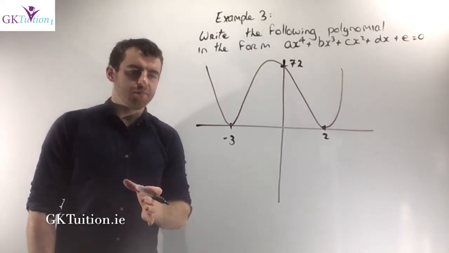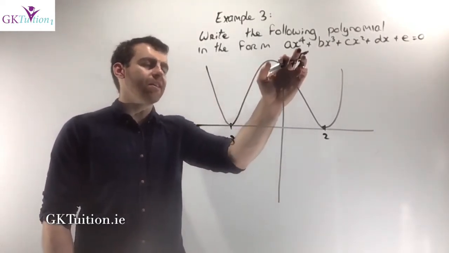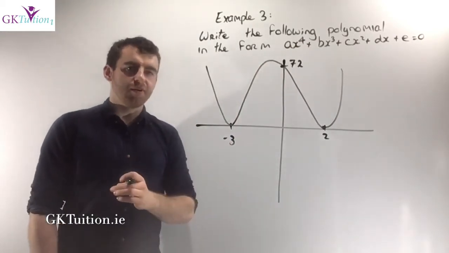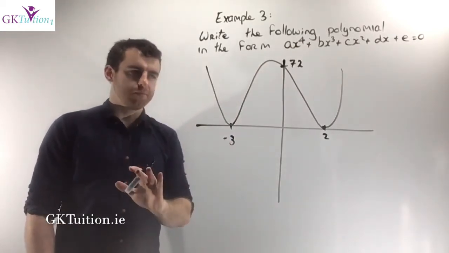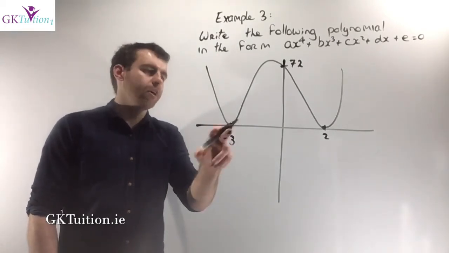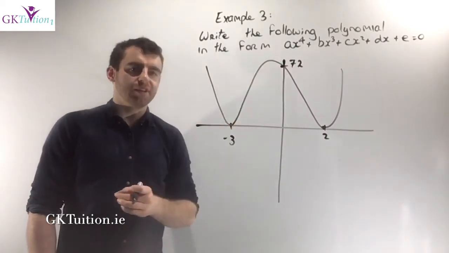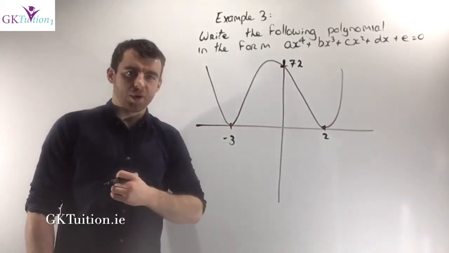Notice that this time, this is a polynomial that has 3 turning points. It's x to the power of 4. And x to the power of 4 has 4 roots. What I can clearly see here is that it turns on the x-axis at minus 3 and it turns on the x-axis at 2. And its y-intercept is 72, which might come into play later in the question.